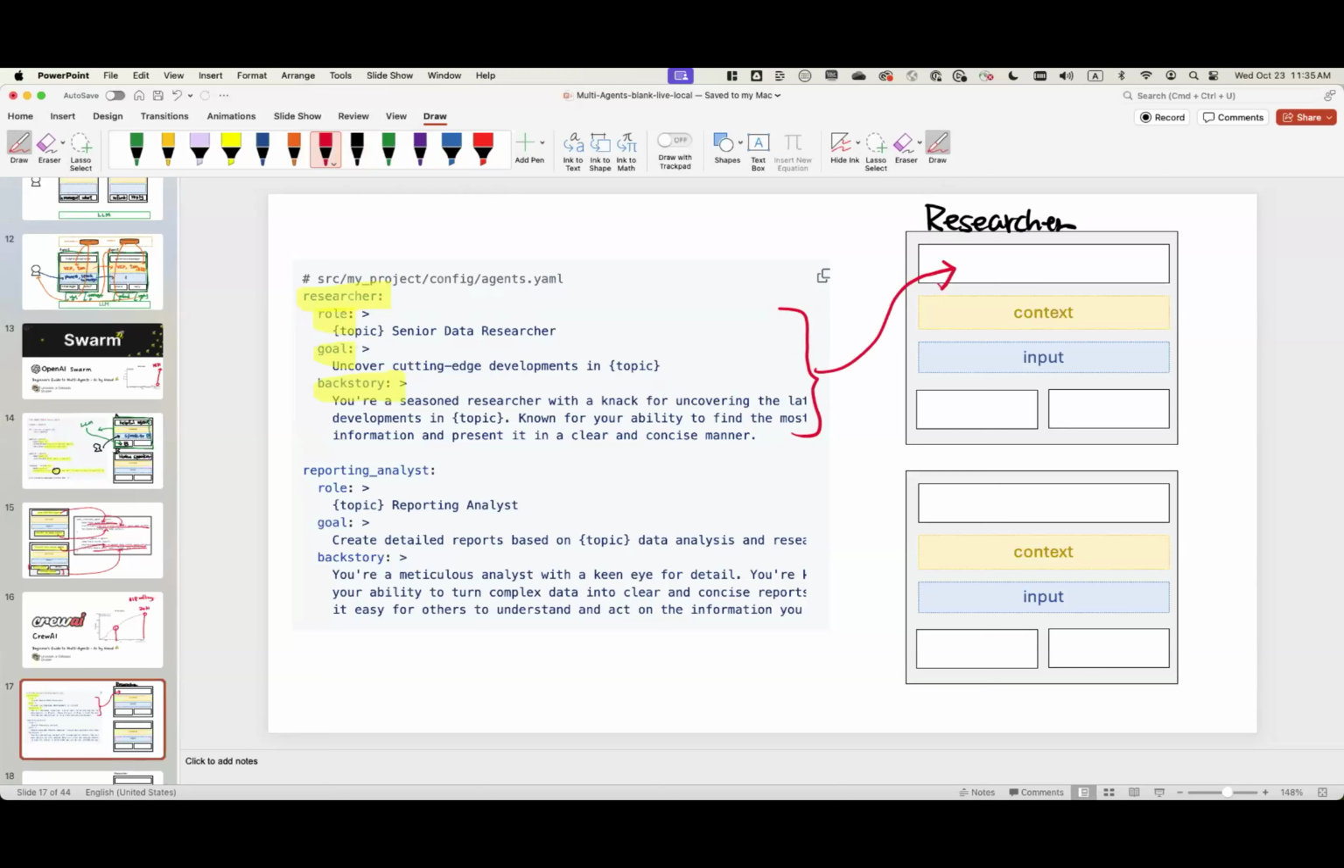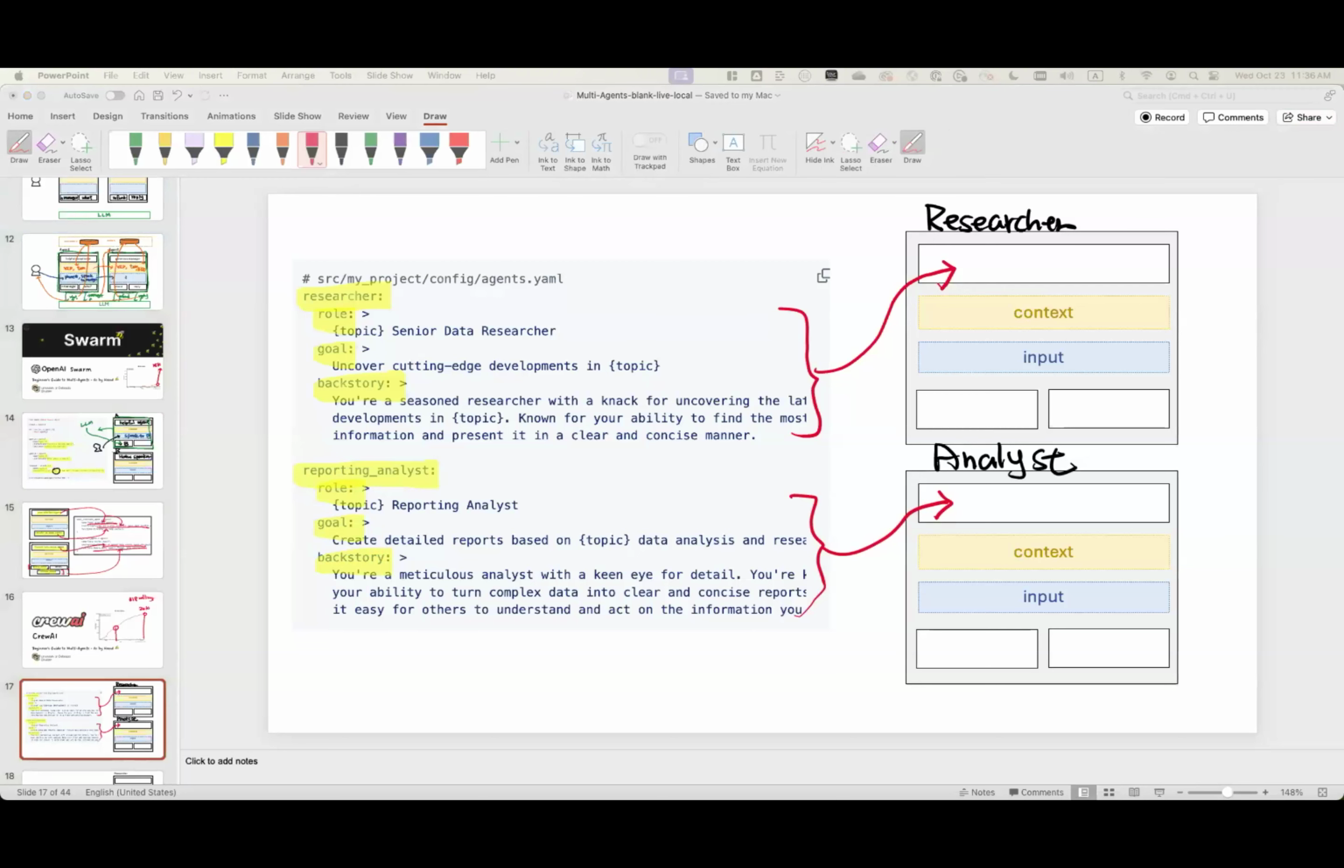And for the next agent, defining a set of agents, we have a reporting analyst. So I'm just going to write an analyst here for another analyst. And then it has a role and goal and backstory. Then I know this is all going to just be written in this block. And the next step is to figure out what kind of actions I'd like them to do.